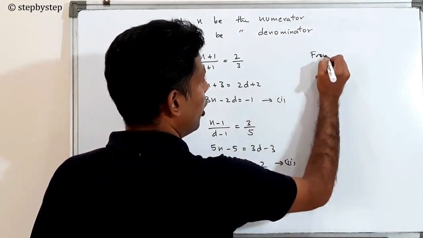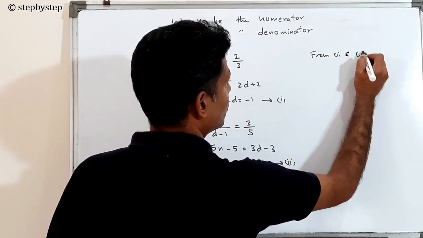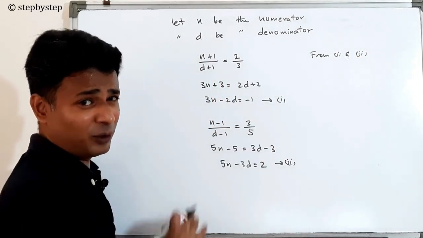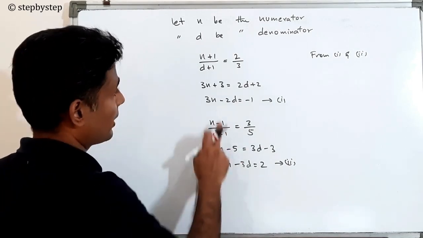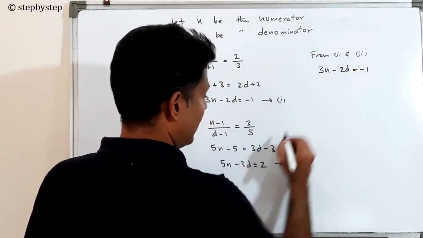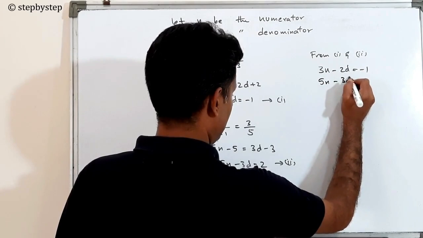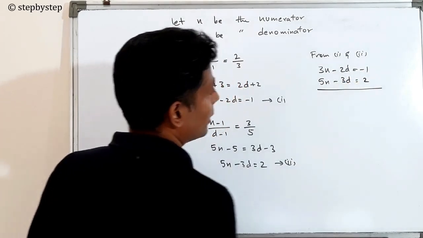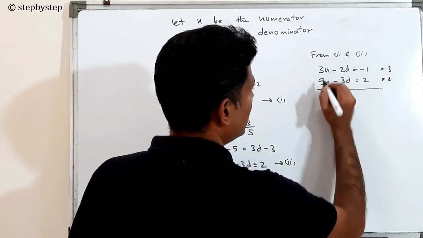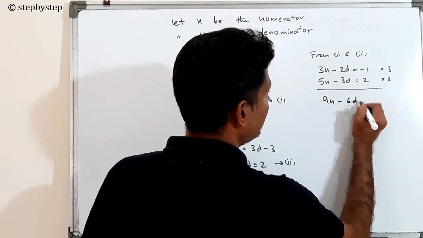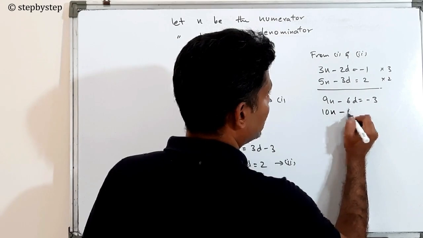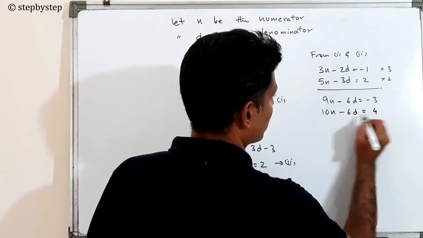Then we solve from 1 and 2. We should have done it for the previous problem as well, but I forgot that. Make sure you write it neatly. The first equation is 3n minus 2d equal to minus 1 and 5n minus 3d equal to 2. Now I'll make d terms equal, so here into 3, here into 2. 3 3s are 9n minus 6d equal to minus 3, and 2 into 5, 10n minus 6d equal to 4.